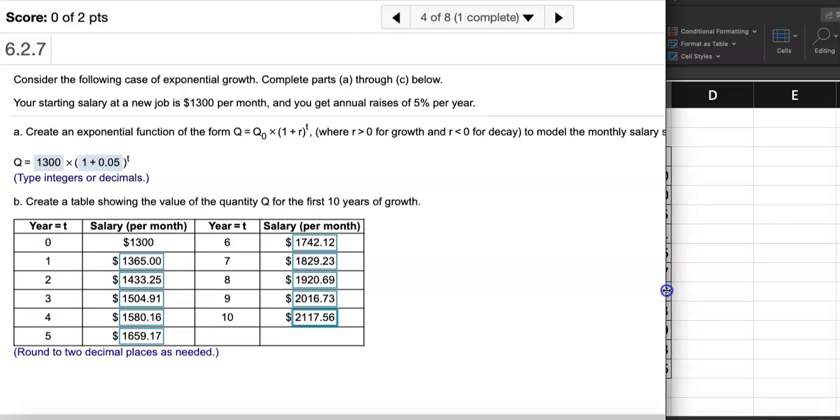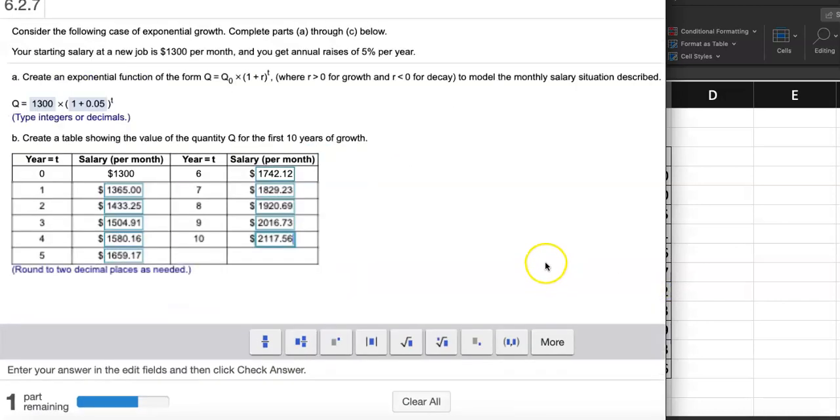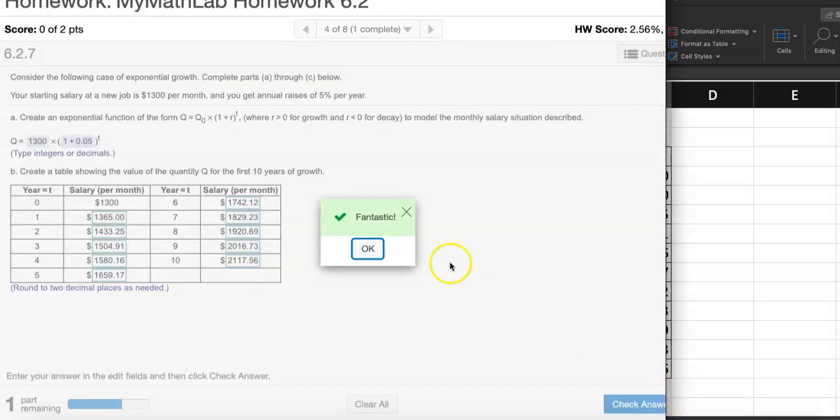Hopefully I didn't type any typo, but I'm ready to check my answer here. Check answer. Fantastic. So that's why I wanted to show you this, because if you don't use Excel, then you're just going to have to sit down and do 9 individual computations. Well, you can, but it's much easier, right?